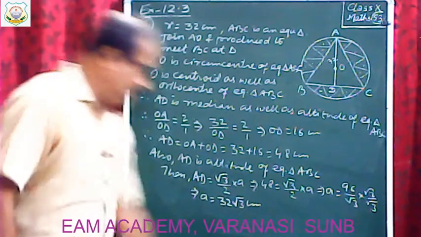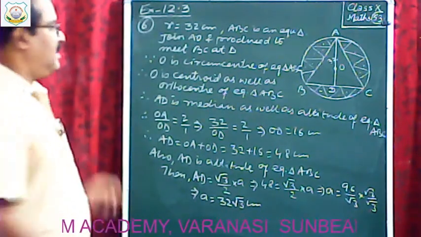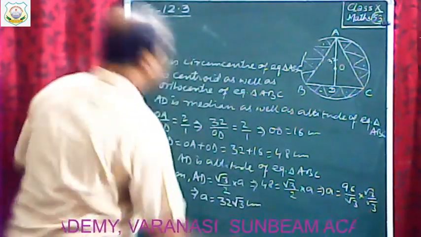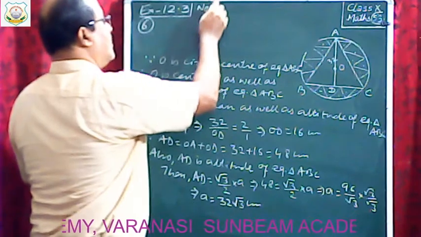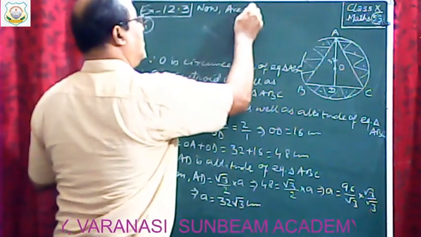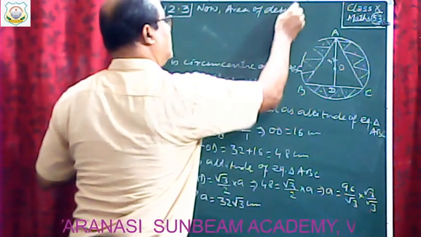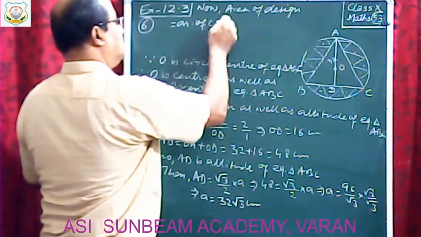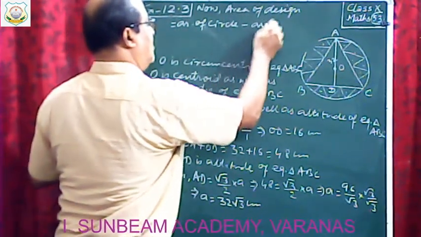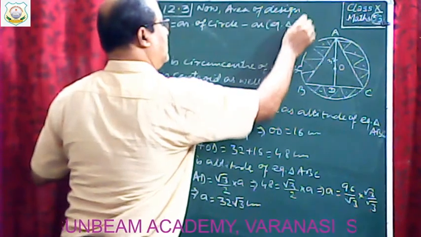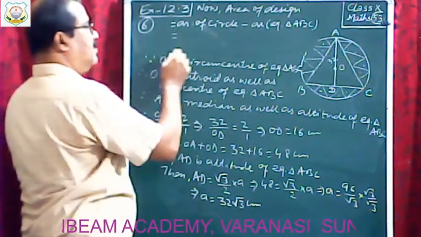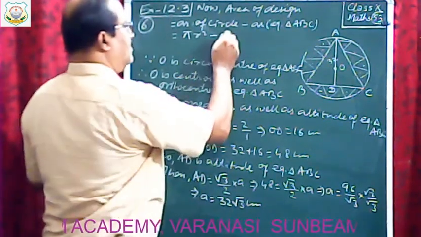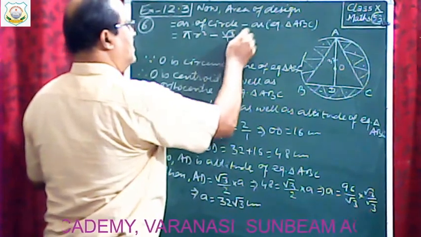Thereafter it is very simple: area of circle minus area of equilateral triangle is equal to area of design. So let's see. Now, area of design equals area of circle minus area of equilateral triangle ABC. Area of circle is pi r square, minus area of equilateral triangle, root 3 by 4 a square.